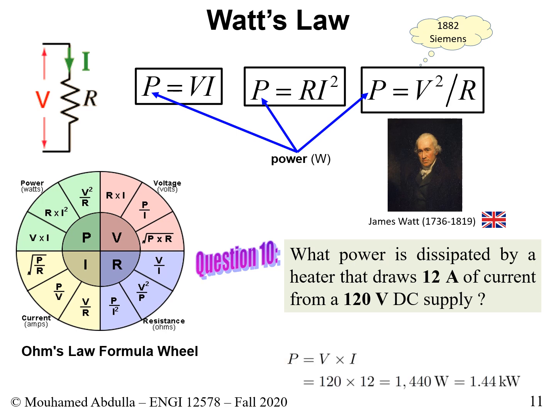So let's just do it. P is equal to VI, 120 times 12, that equals 1,440 watts. We represent it in engineering notation, and we write 1.44 kilowatt. So that's the answer, 1.44 kilowatt.